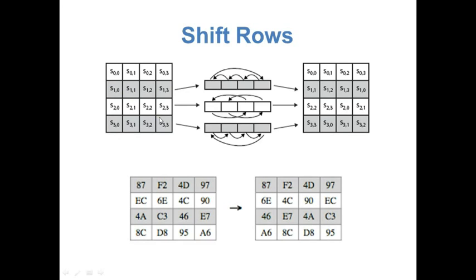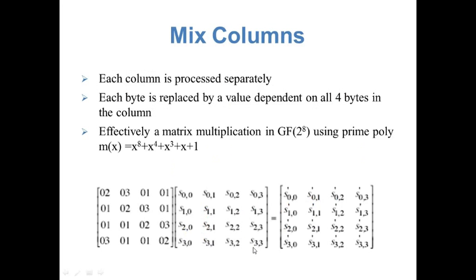An example of the shift rows, this is an example from the text. When you come to the mixed columns, each column is being processed separately. The forward mixed column transformation, called the mixed columns operation, works on each column individually.